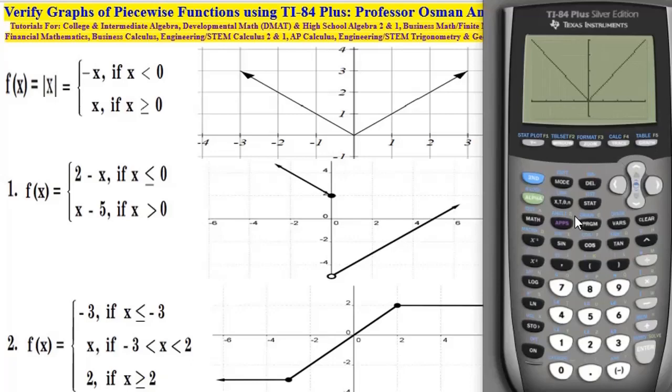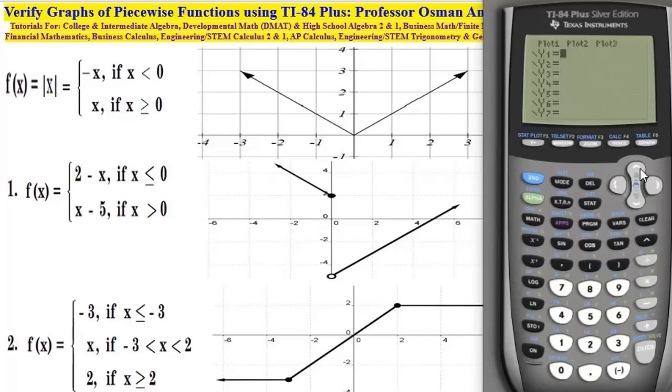Okay, we'll graph this function. This function is f of x equals 2 minus x if x is less than or equal to 0. It is f of x equals x minus 5 when x is greater than 0. So this is a negative slope function when x is less than or equal to 0, and a positive slope function, x minus 5, when x is greater than 0.